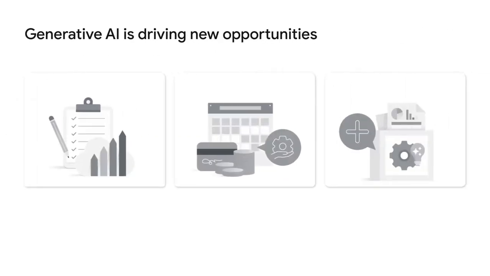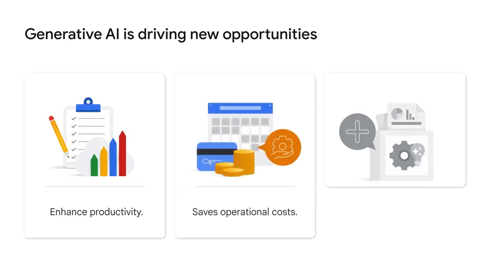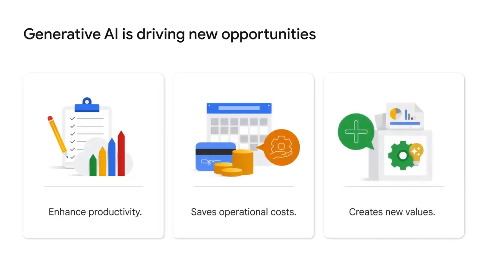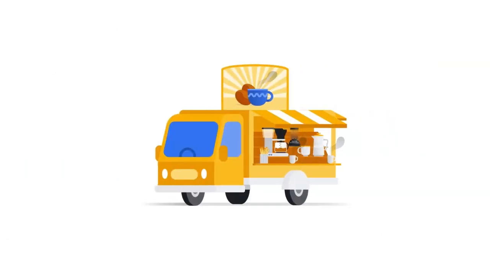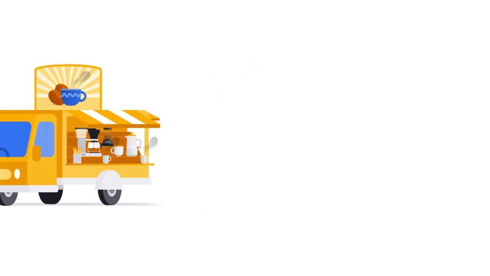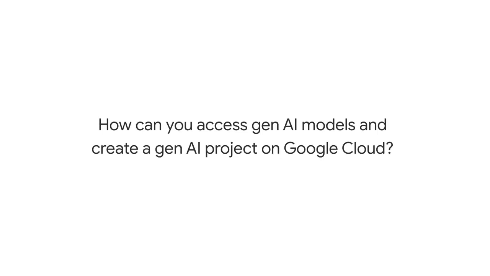Powered by foundation models like large language models or LLMs, generative AI is driving new opportunities to enhance productivity, save operational costs, and create new values. You might have seen these opportunities in the use case about Coffee on Wheels in Module 1, where you use Gen AI capabilities to automate the marketing campaign, generate customer feedback, and optimize truck route. This sounds exciting. How can you access Gen AI models and create a Gen AI project on Google Cloud?